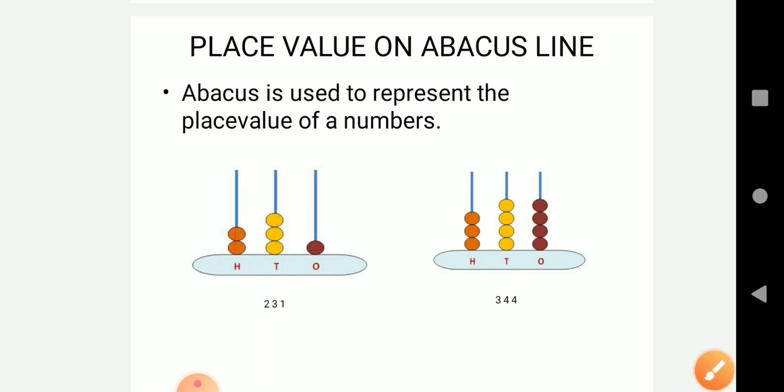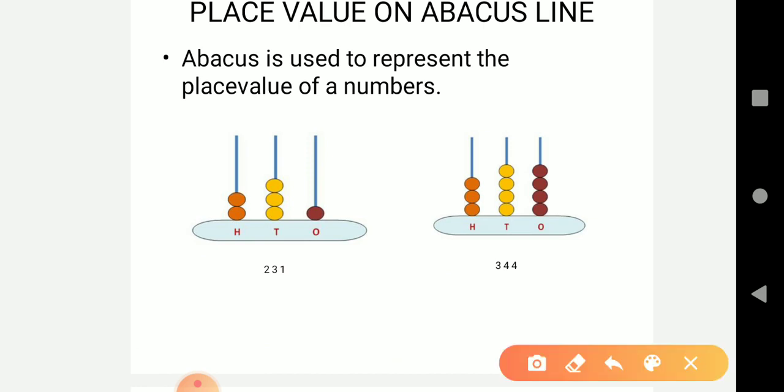Okay. Now my second example is also like the first. See, it also has 4 ones, 4 beads on tens and 3 beads on hundred place. So here the place value of 4 beads is only 4.